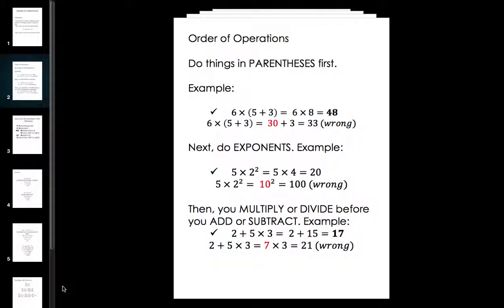Next in the order of operations, you would do exponents. For example, 5 times 2 squared. The first thing you would do is find 2 squared, which equals 4, and multiply that by 5 to give you 20.